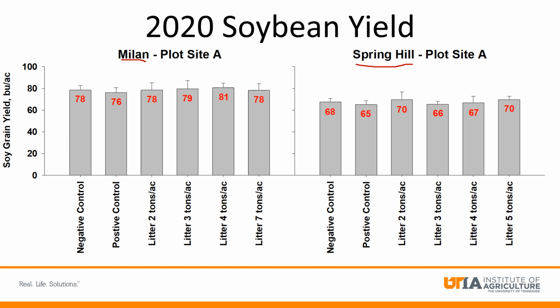You see no depression in yield, for example, without the use of commercial P and K and with the use of litter on these plots. So we did get equivalent yields for all of the treatments, including those that received litter in the prior year without the addition of commercial phosphorus and potassium fertilizer.